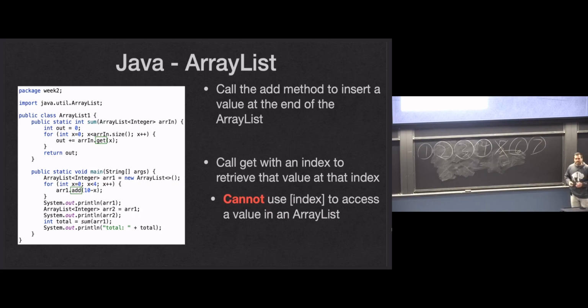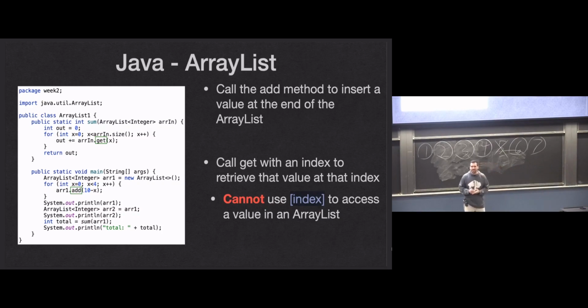All right, and since ArrayList is a class, it's hard to talk about that because we don't know classes and objects yet. But there's no array syntax with ArrayList. We cannot use this square bracket syntax with an index to access or modify any values in the array list.